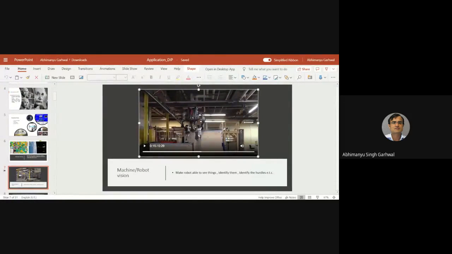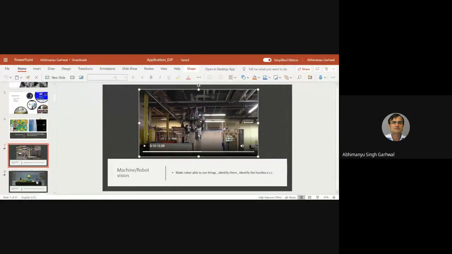It makes the robot see things, identify them, and according to them, take the next step, whatever they want to do.